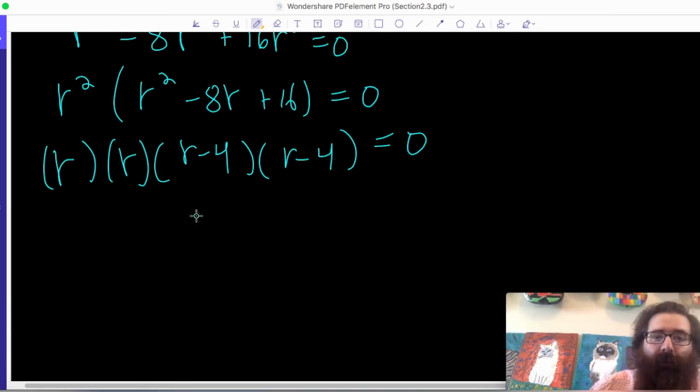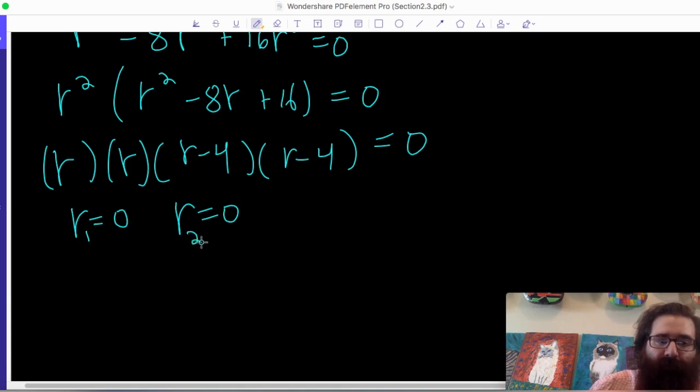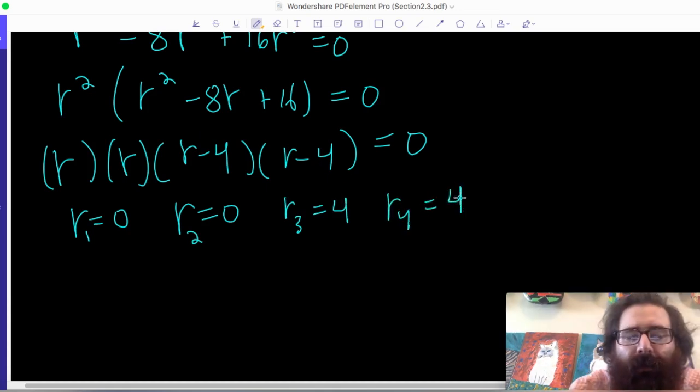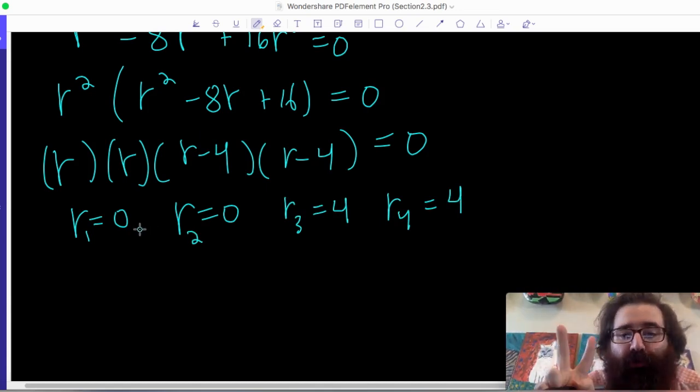So here I would get r could be 0. That happens when r is 0. I got another r that could be 0. If you want to name them, you could say r sub 1, r sub 2. Next, r could be equal to 4. And then I have another r could be equal to 4. So we got a lot of repeated roots. I have r equals 0 with multiplicity 2, happens twice, and r equals 4 with multiplicity 2, happens twice.